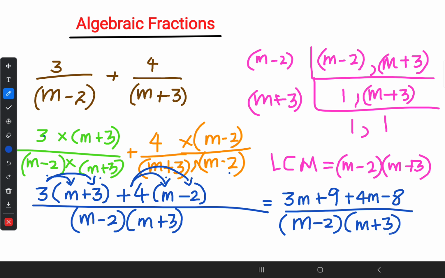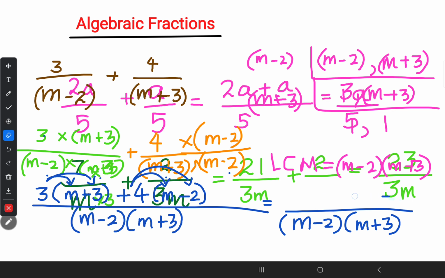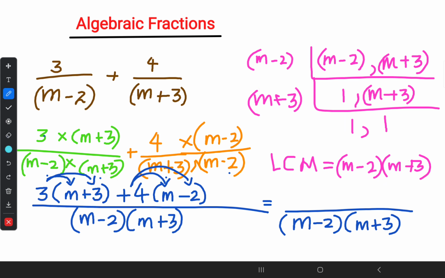So finally, the answer would be, I'll erase this and write the answer. 3m plus 4m will become 7m. 9 minus 8 will become 1. This would be the simplification of this algebraic fraction.